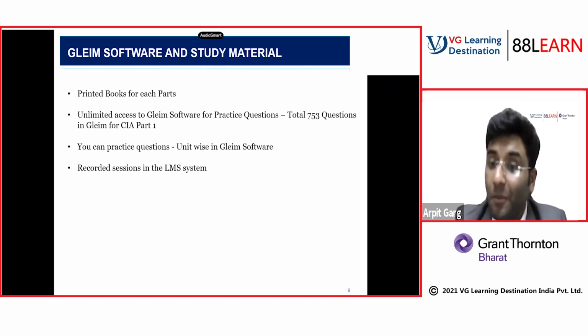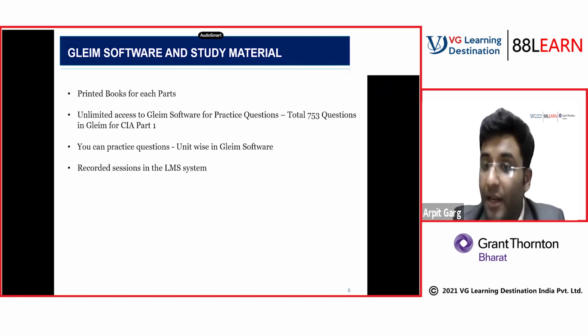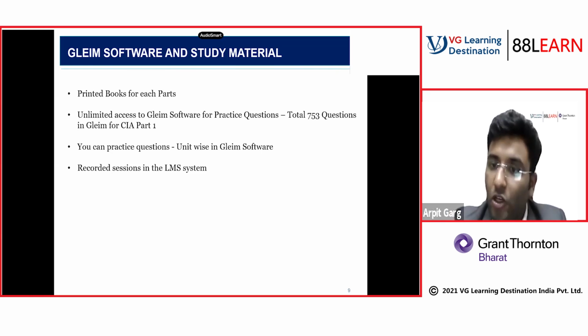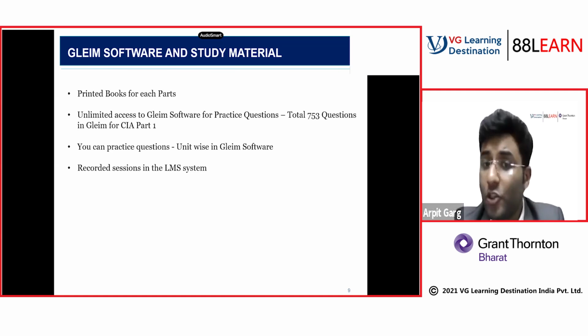That is very, very important, how to eliminate, and that will only come when we have understood the complete study material. We have gone through the complete content. We are confident about our concepts. So that will only come with that. We have 753 MCQs that will be available for your preparation from the GLIM software, which you can practice. You can practice it unit wise, or once you have gone through it, you can select all the units and then random questions come in from different units.